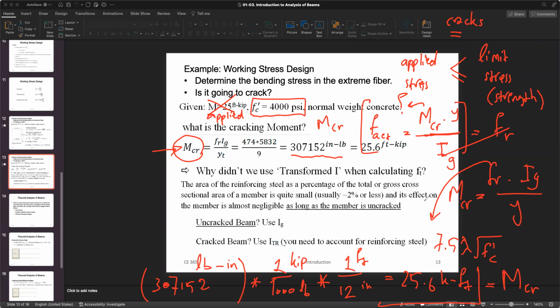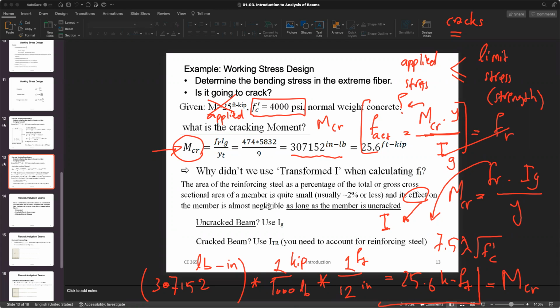So number-wise, it wouldn't matter. This effect it's talking about is not the mechanical effect. It's talking about the numerical effect, like when we are calculating a big transformed moment of inertia. It says that if we just assume everything is made of concrete, it would be a very close answer. We don't have to be so meticulous there.